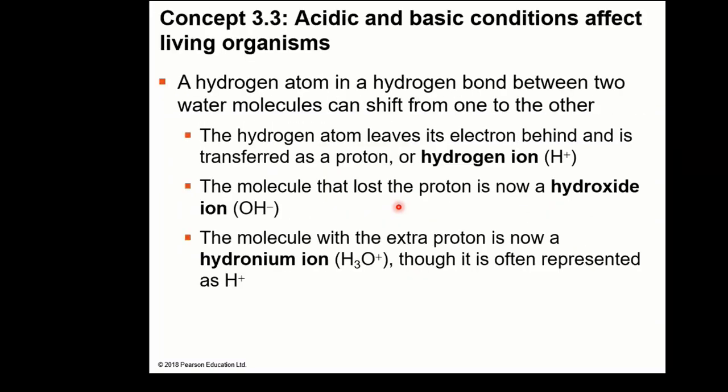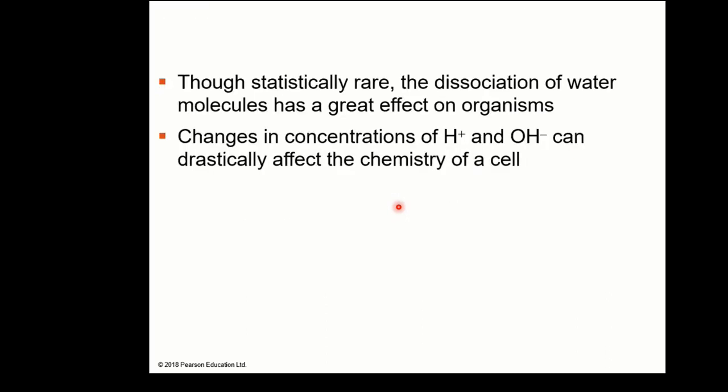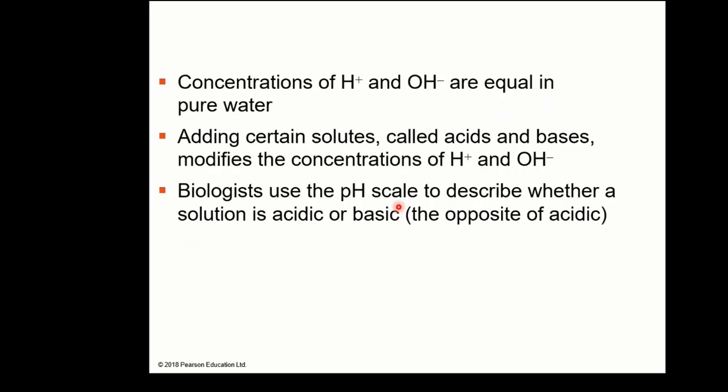and hydroxide ion. The hydrogen ion and the hydroxide ion can drastically affect the chemistry of a cell. The concentration of the hydrogen ion and hydroxide ion are equal in pure water. The adding of certain solutes called acids and bases modifies the concentration of these.